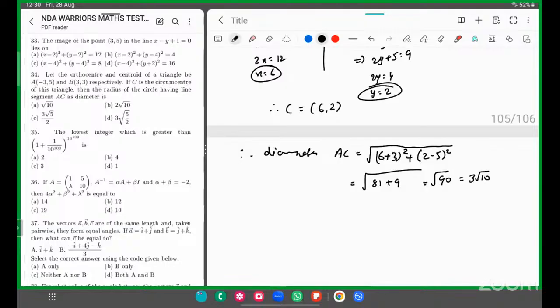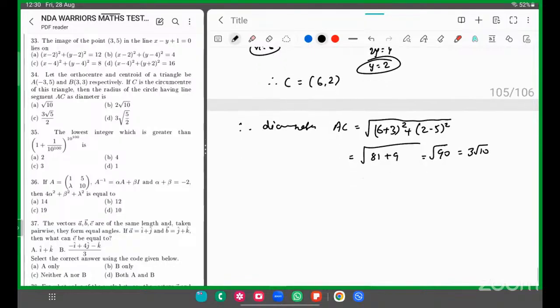इसको मैं लिख सकता हूँ 3√10। तो ये तो हो गया हमारा डायमीटर। रेडियस पूछा है ना हमसे, रेडियस इज इक्वल टू डाया बाई 2, that is 3√10/2. So if you want to simplify it, you can write it like this: root 5 root 2 by 2, that is 3 in bracket 5 by 2. So we will be getting option D as well.